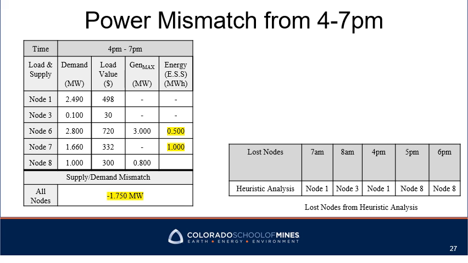So if node 1 only needs to be disconnected for 1 hour, it's more optimal to do that starting at 4 o'clock. And on the table on the right, you see the heuristic analysis solution to shedding loads throughout the day. In the afternoon, node 1 is shed for the first hour, and then for the second 2 hours, the factory on node 8 is disconnected, and the battery energy is split evenly over those hours to make up the remaining deficit.